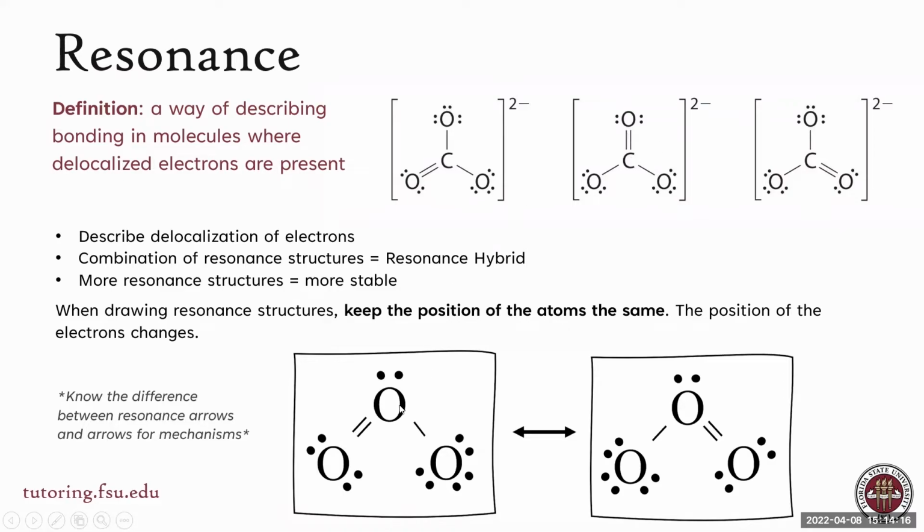Similarly, this is the ozone molecule, and same idea. In reality, there is not two and one. There is 1.5 bonds here, 1.5 bonds here, and that's what the real molecule is, a conglomerate of these two. It's kind of like a hybrid.